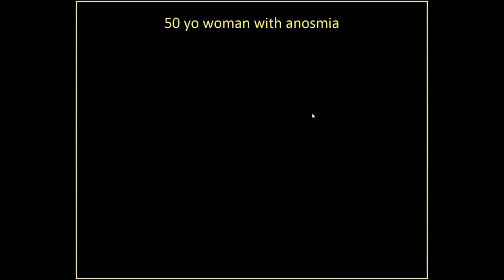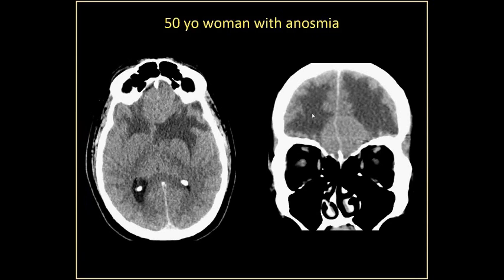So the first case is a relatively straightforward case. This is a 50-year-old woman who presented with anosmia, or loss of smell sensation. Here are her CT images. What first grabs your attention probably is that there's a large amount of vasogenic edema in both frontal lobes. And what's causing this? Well, there's a mass here in the anterior skull base. And the mass straddles the anterior cerebral falx on both sides, indicating that this is an extra-axial mass.